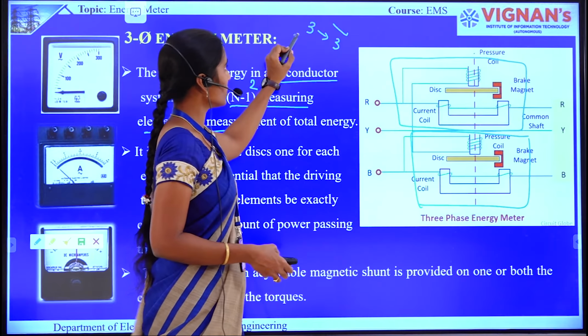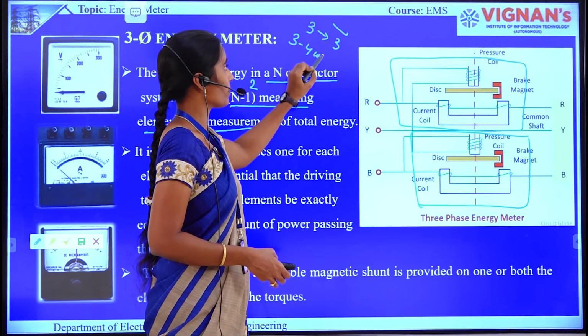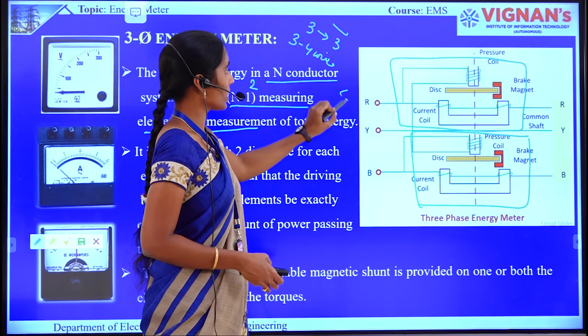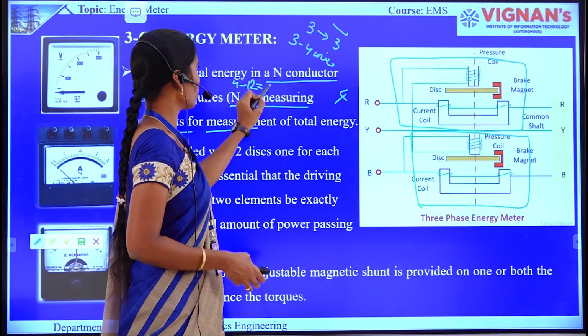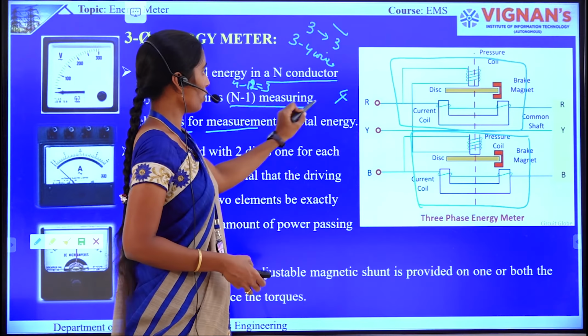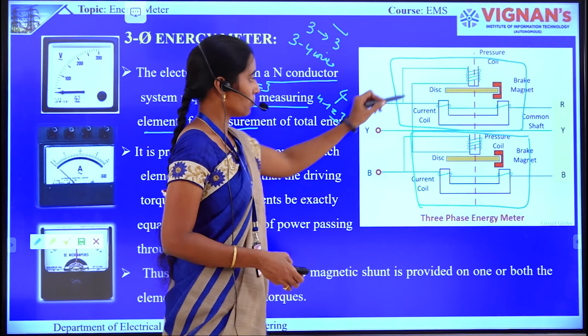Similarly, if you consider a three-phase, four-wire system, that means the number of conductors is 4, and hence you require 4 minus 1, which is 3. So 4 minus 1 is 3, you require 3 elements.